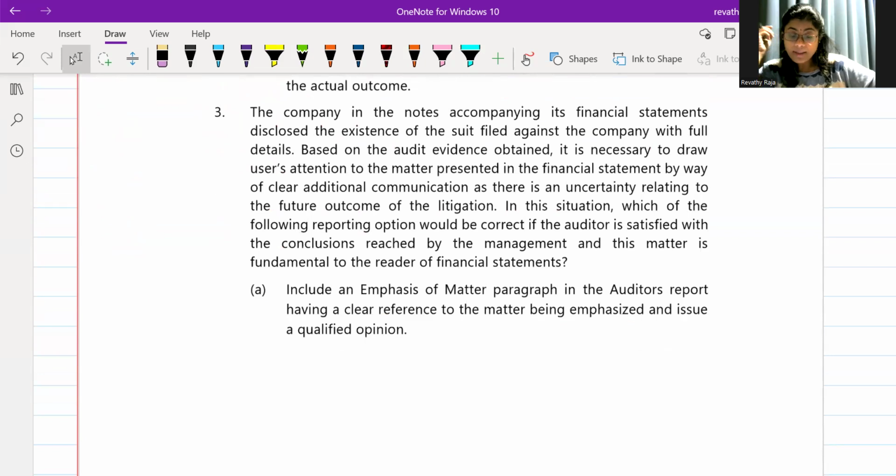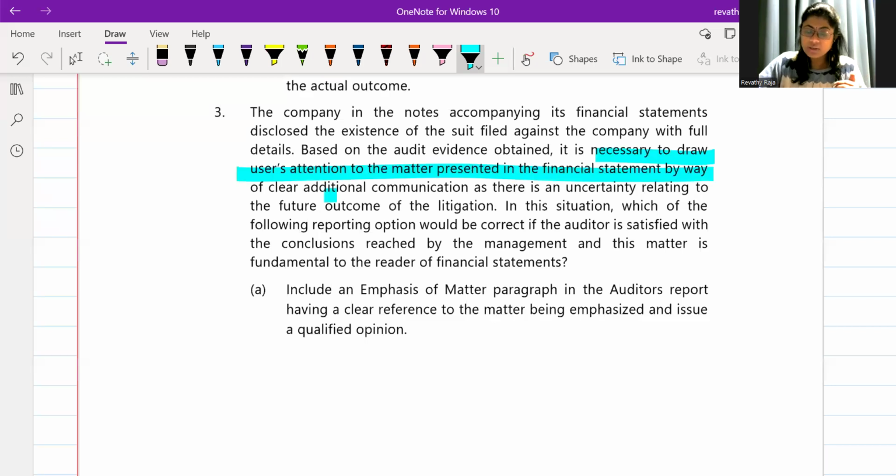Third. The company in the notes accompanying the financial statements disclose the existence of suit filed against the company with full details. Based on the audit evidence obtained, it is necessary to draw users' attention to the matter presented in FS by clear additional communication. And which SA came to your mind? Draw users' attention to a matter presented in FS. So which standard came to your mind? To draw users' attention, no. So it's not CAM, it is 706.